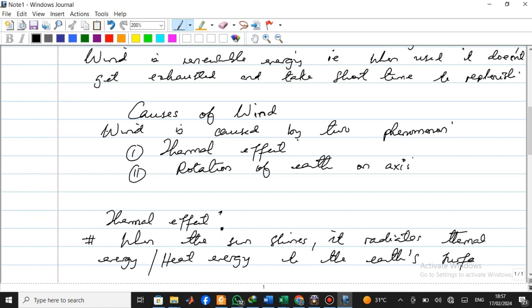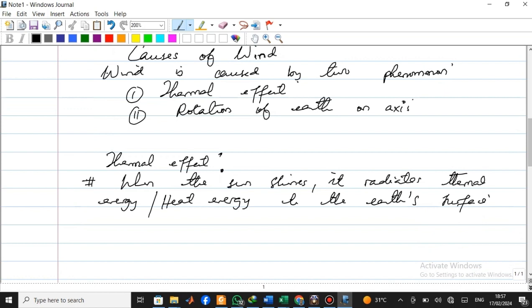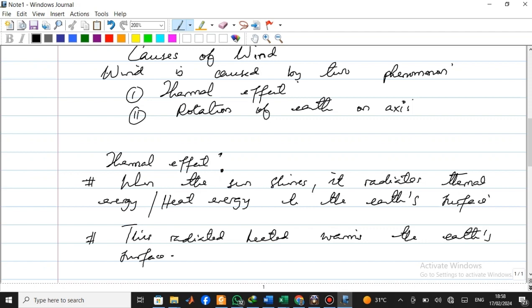We know that this transfer of heat from the sun to the Earth's surface is done by radiation. This radiated heat energy warms the Earth's surface. Normally, the Earth's surface is not warmed evenly. Not all places of the Earth's surface get warmed evenly. Unfortunately, warming of the Earth's surface is not even.